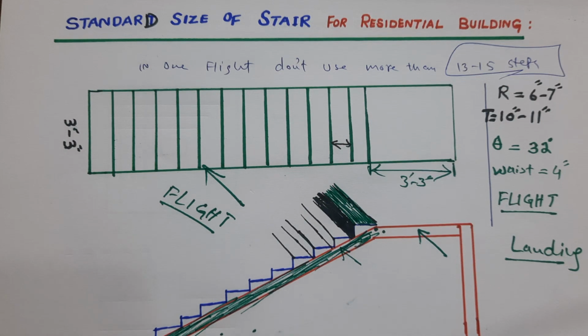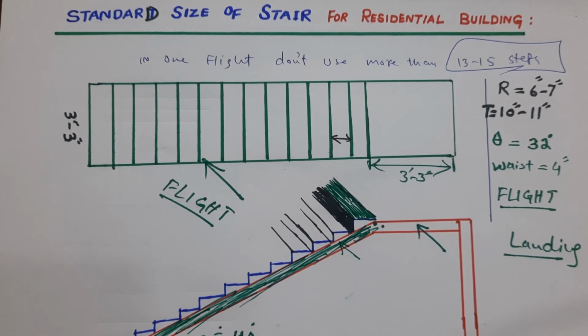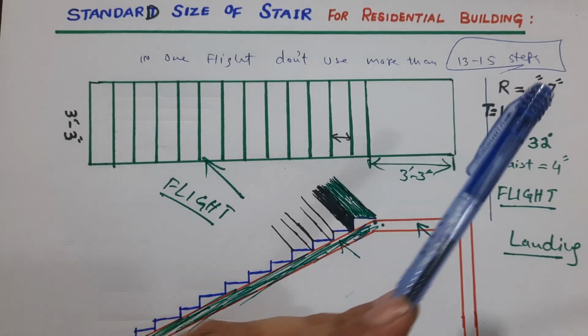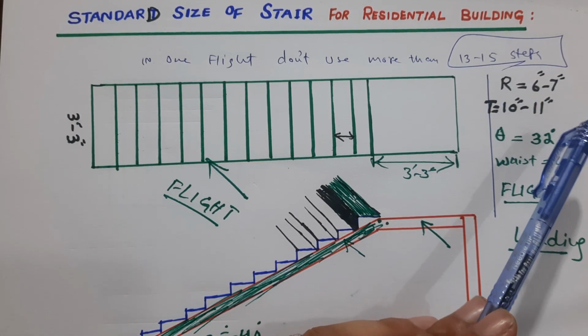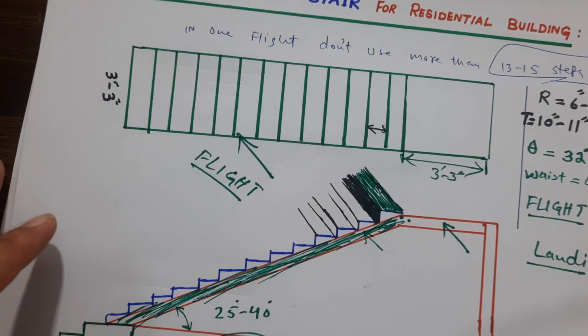But in a normal residential building, we have children and women, so you will face more problems if you increase the riser beyond 6 to 7 inches, or decrease the tread below 10 to 11 inches. You will face more problems. So guys, this is a short video to guide you on some technical terms and standard sizes.